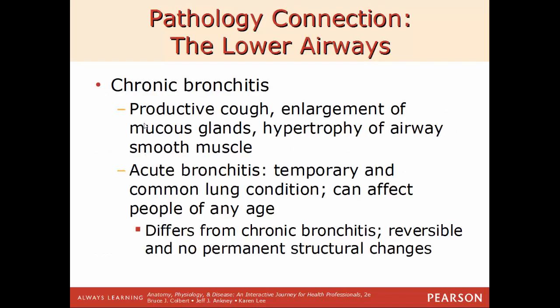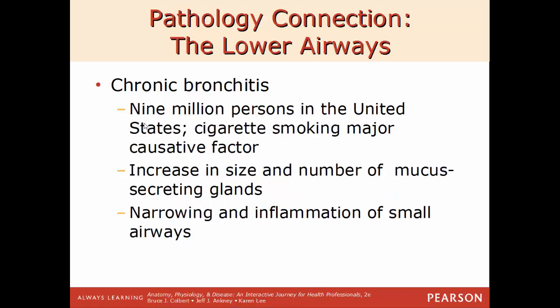Our next one, chronic bronchitis. This leads to a productive cough and the enlargement of the mucus glands and hypertrophy of the airway smooth muscle. And those who have acute bronchitis, this is a temporary and common lung condition. This can affect people of any age. And this differs from chronic bronchitis because it is reversible and there are no permanent structural changes, which is quite different in chronic bronchitis.